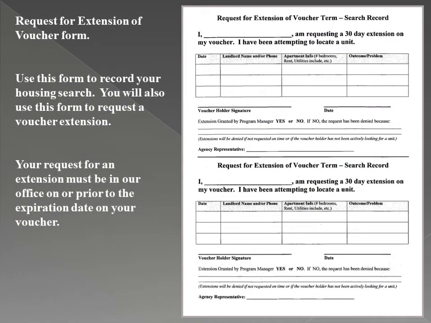The voucher extension and search record form is the document you will sign and return to our office if you are requesting an extension of your voucher. You can log your housing searches on this form. Our approval of your request is subject to program rules and your ability to provide proof that you have been searching for housing.